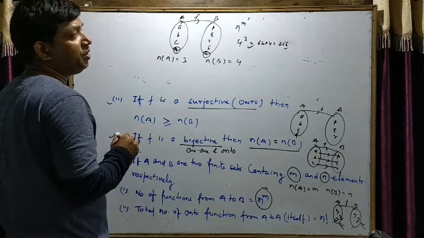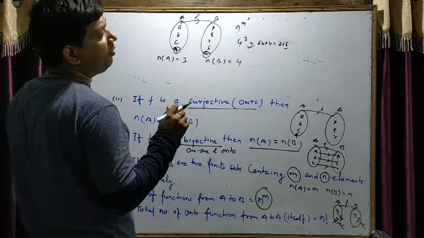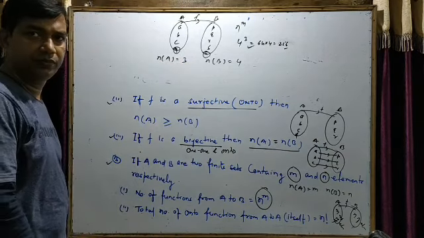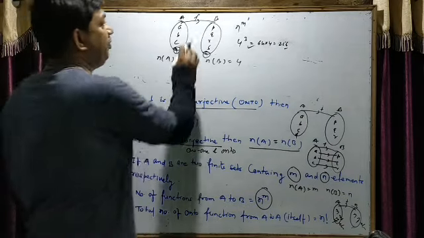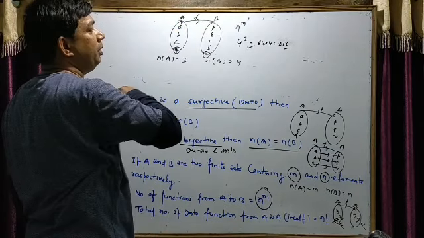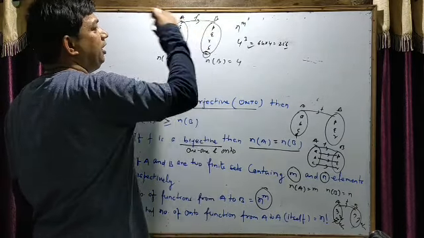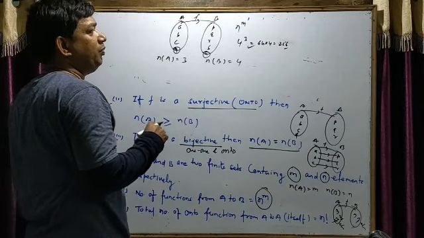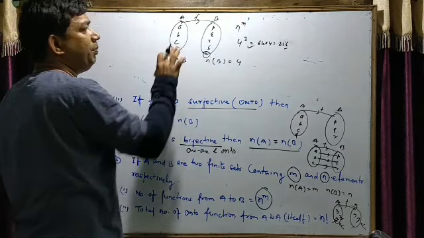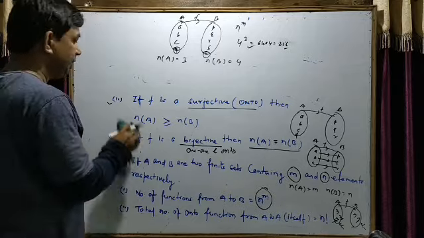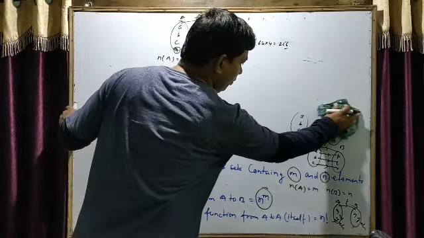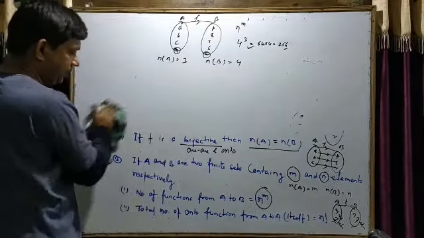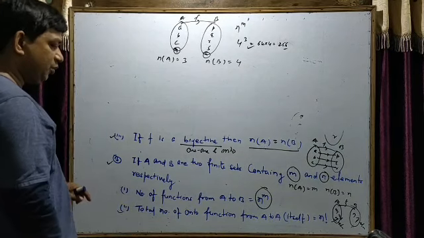Now 256 means 256 functions will be there. So be careful: if this set contains m elements and this set contains n elements, then the total number of functions is n to the power m. Okay, now one more point is there. You just see this one first.